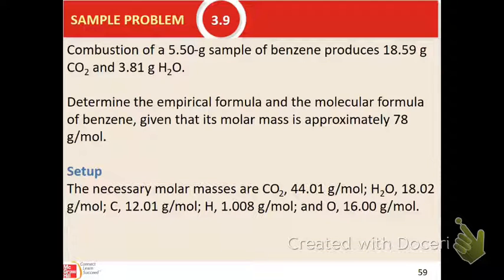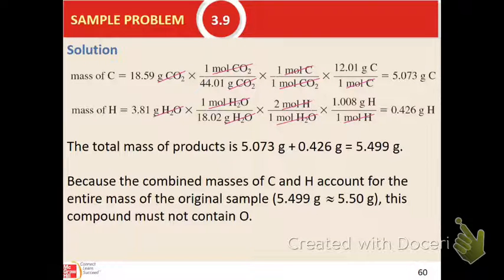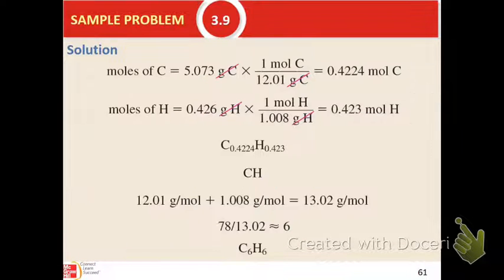And then it gives you another sample problem. This is sample problem 3.9 in your textbook on page 96. And it's just working you through another example of this process of being able to find the molecular formula when you find the empirical formula. Okay, you found the empirical formula first, and then you're going to find the molecular formula.